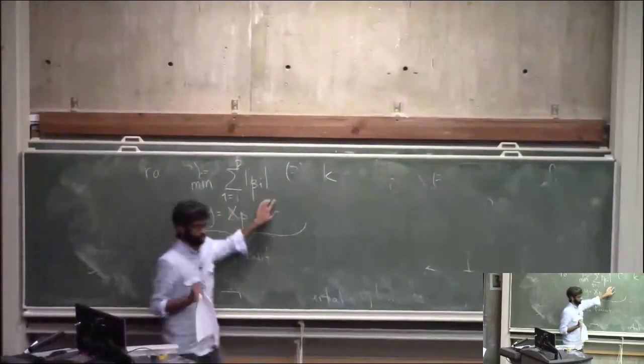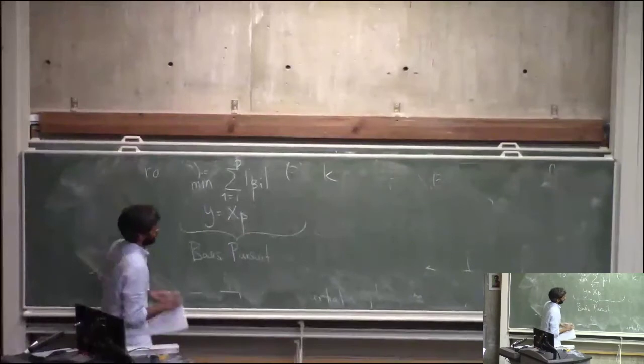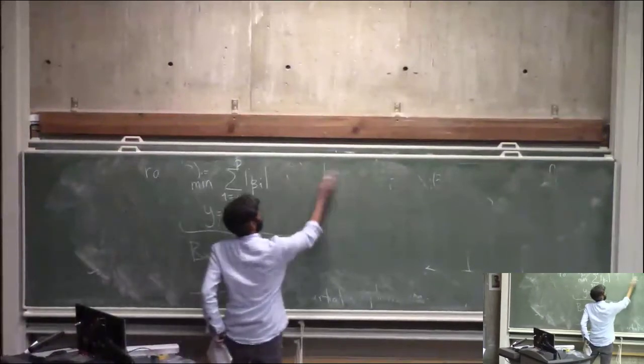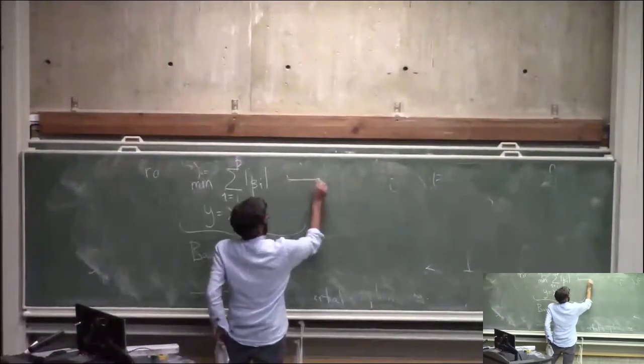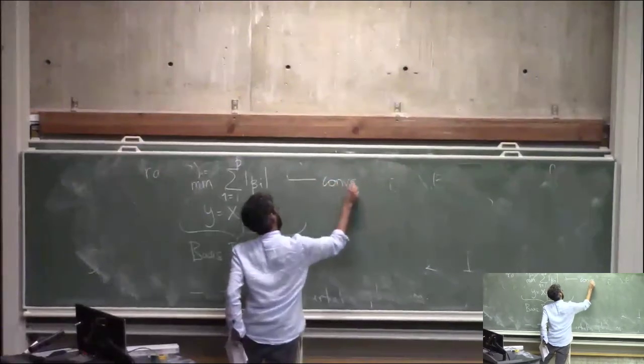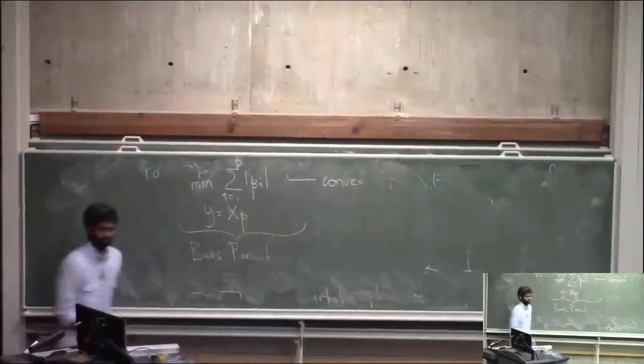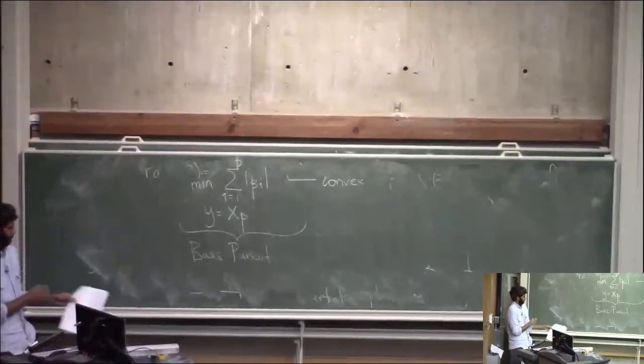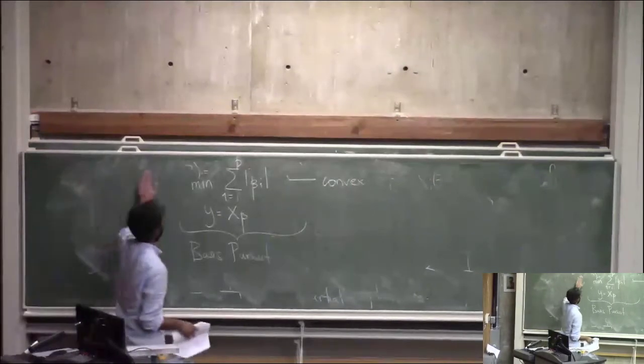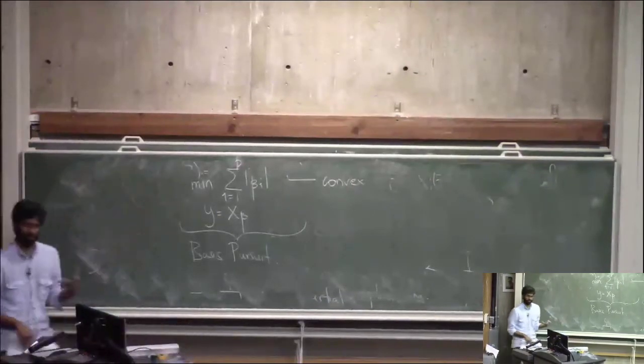This is a convex function. This is easy to check. So the triangle inequality tells you this is convex. And so you could potentially solve this problem. The claim is that this is an LP. This is actually a linear program, even though it doesn't look like it.